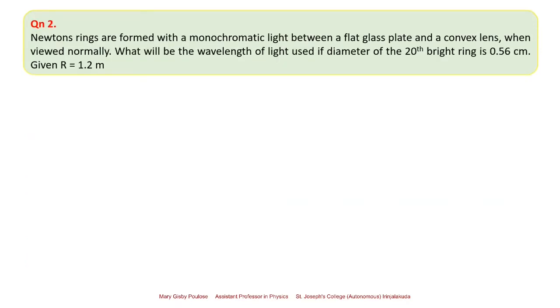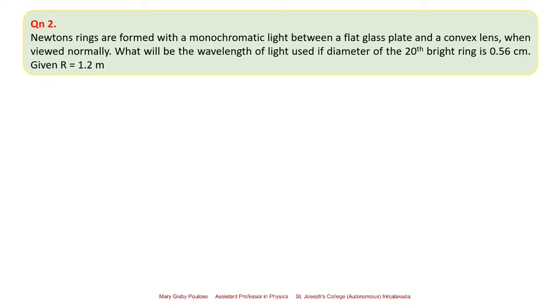Newton's rings are formed with a monochromatic light between a flat glass plate and a convex lens when viewed normally. What will be the wavelength of light used if the diameter of the 20th bright ring is 0.56 centimeters? Here, the radius of curvature of the lens is given, r is equal to 1.2 meters.